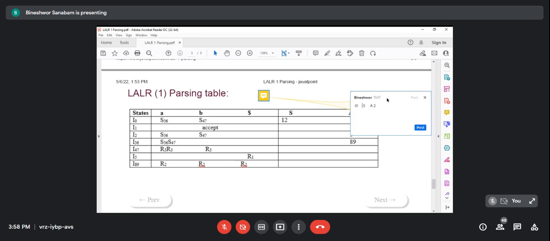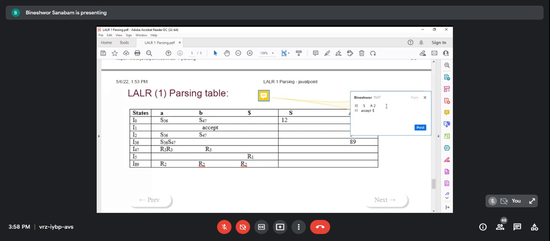Yes, sir. Then in I1, it's the same as before, except accept must be in the place of dollar. Not in the middle. Accept has to be in the place of dollar. In I1, accept must be in the place of dollar.